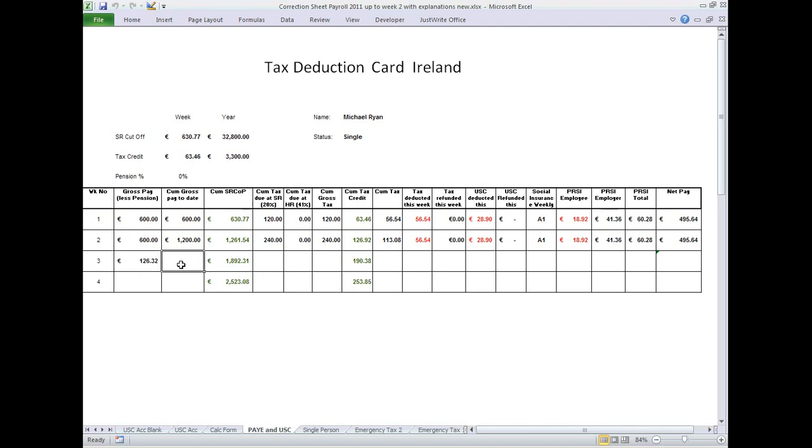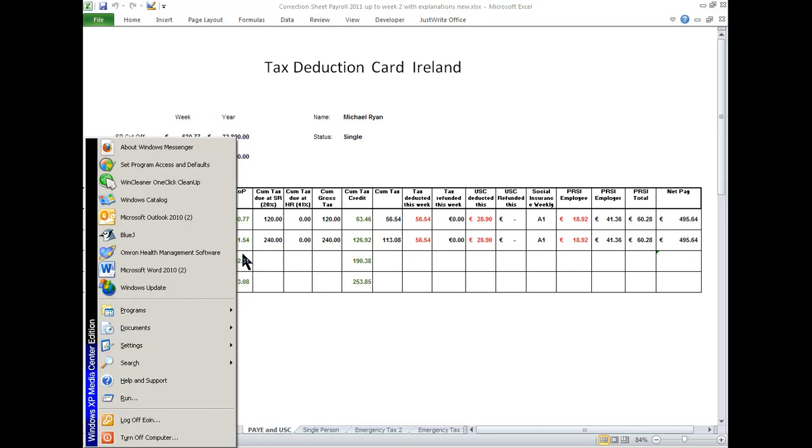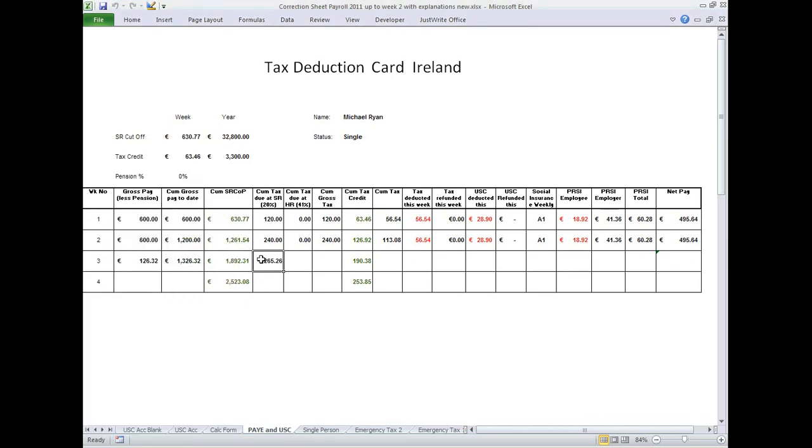And again, to find his gross pay year to date, you add that to that, and that should give you 1326.32. Again, he has earned less than the standard rate cut-off point, so his liability at 20% year to date will be that multiplied by 20%, and that's 265.26. He's not going to owe anything at 41%, he hasn't earned enough money, so that's going to be 0 there.